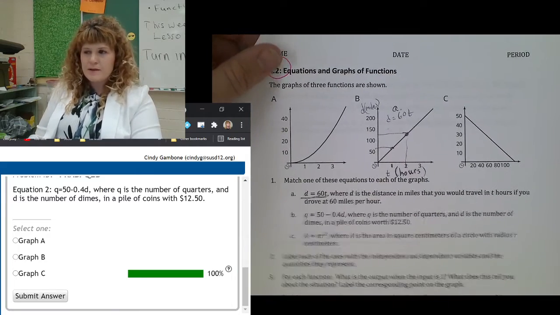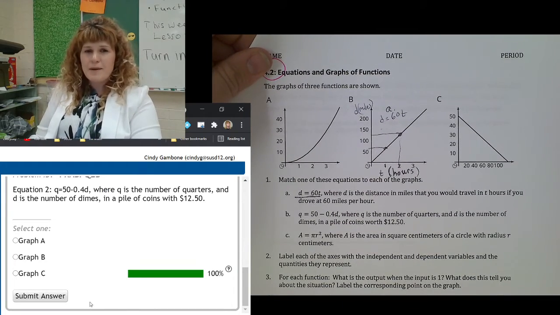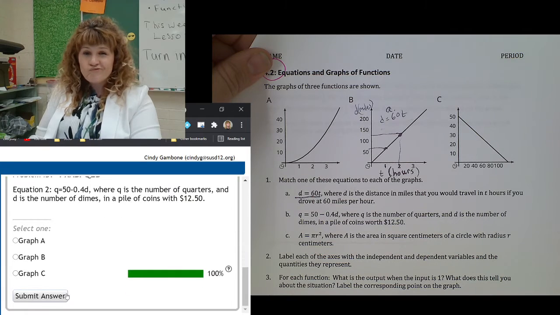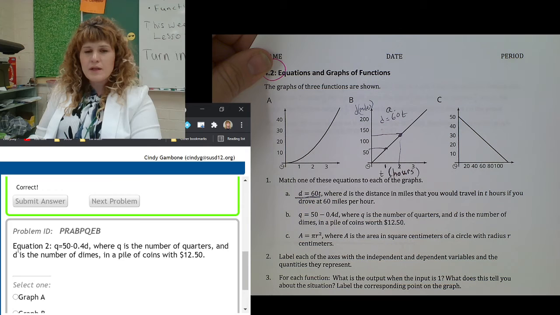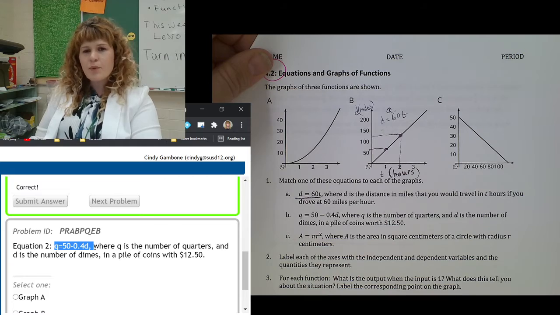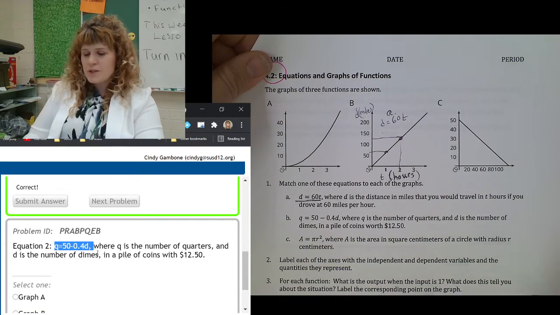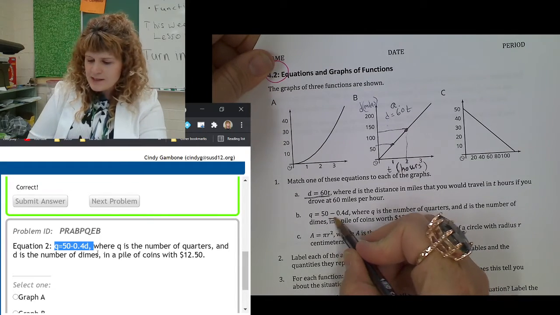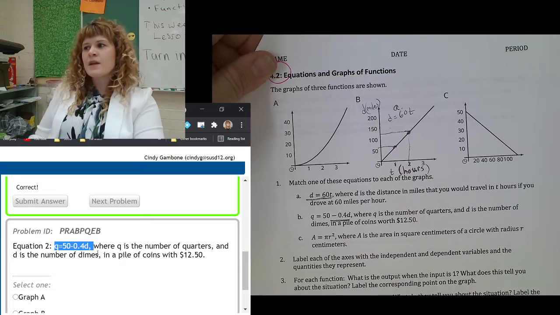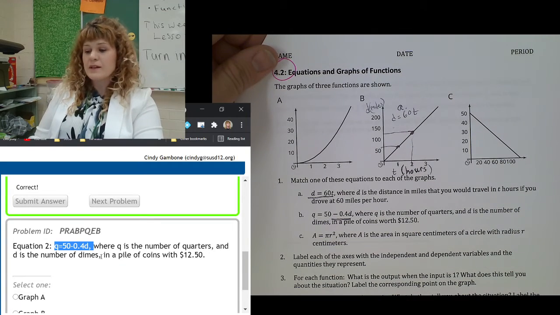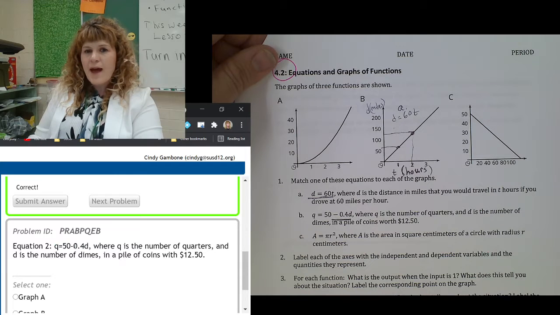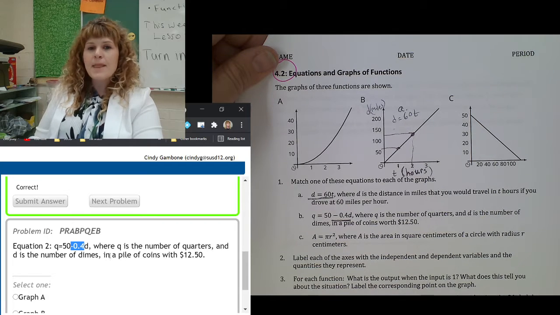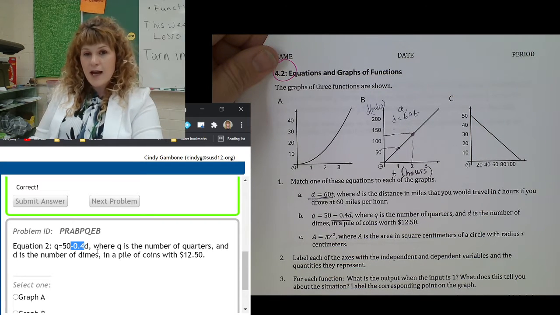Now, it's actually much better if you look at these yourself and don't just copy my answers. Try number 2 on your own. Equation 2 gives you Q equals 50 minus 0.4D. So which graph do you think that is? Well, it has this negative 0.4D, and you have a lot of experience with linear equations. You know that negative 0.4D will be the slope of the line, and it's negative. So the graph is going down.